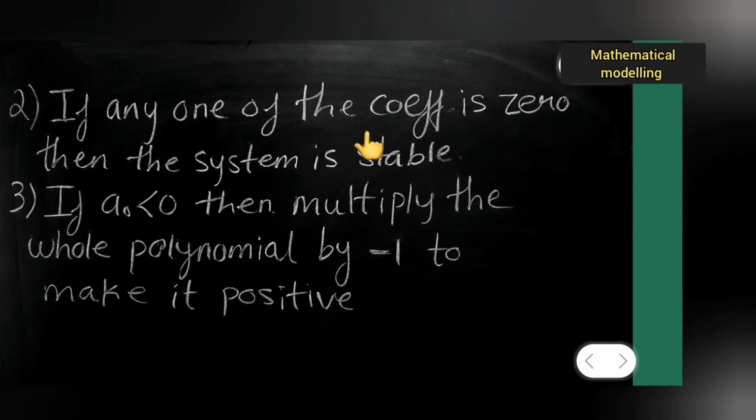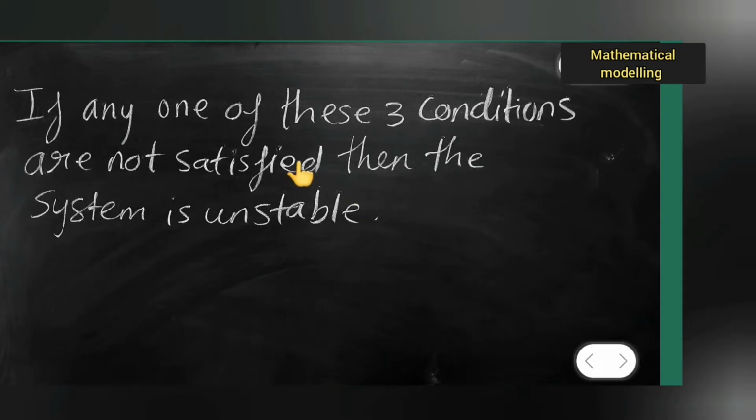Next, let us see the second point. If any one of the coefficients is 0, then the system is stable. Then you can say that the system is stable. Okay, and the third step is what? If a naught is less than 0, then multiply the whole polynomial by minus 1 to make it positive. Okay. Now, if any one of these conditions is not satisfied, then the system is unstable.